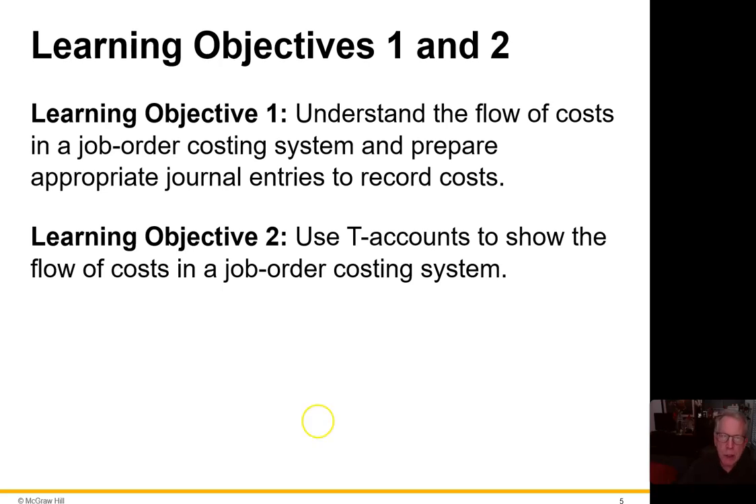Okay, that should have been a little bit of a review from Chapter 2. Now, our learning objective here is to understand the flow of costs in a job order costing system and prepare the appropriate journal entries to record those costs. And number 2 here, we're going to use T accounts to show the flow of costs in a job order costing system.